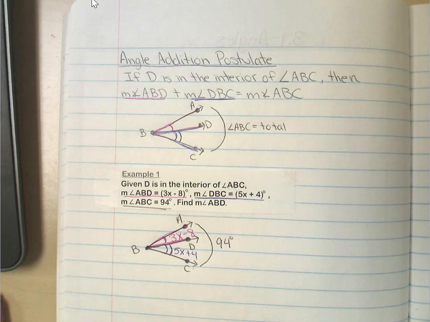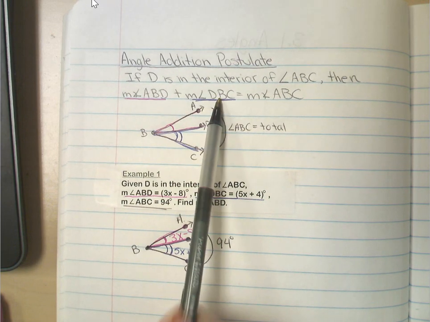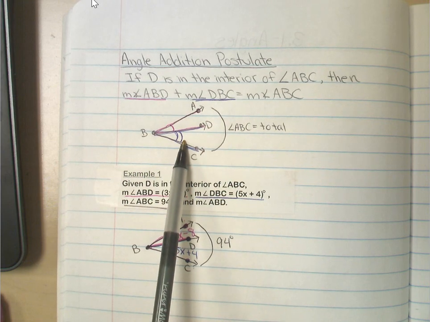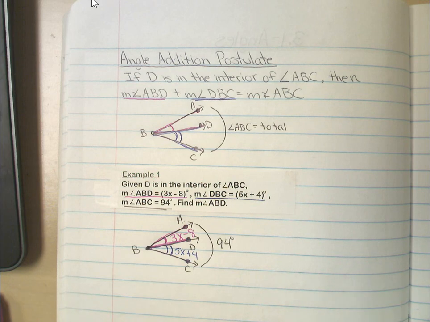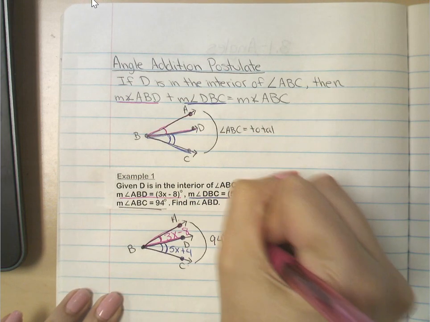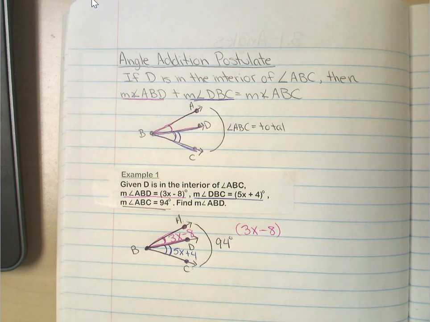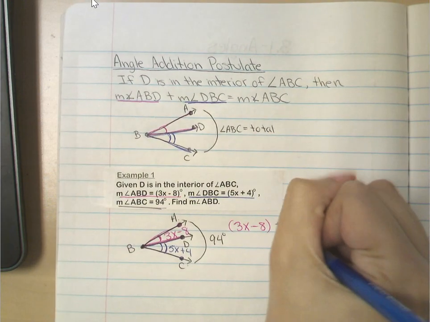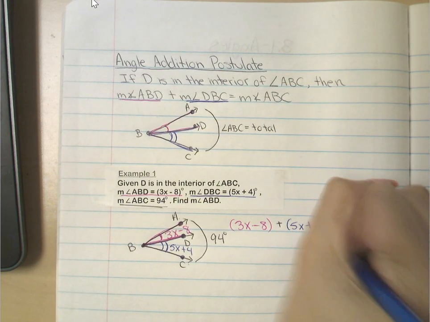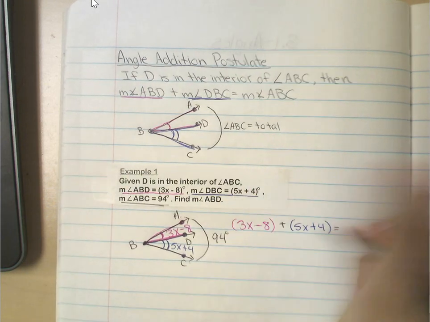Alright, so once I set up my picture, I can set up my equation. The angle addition postulate tells me I have to add the two angles that are inside, so the two smallest angles, and equal it to the total. So I'm going to add the pink one and the blue one. 3x minus 8, that's one angle. And then I'm going to add the second angle, which is the blue one, that's DBC, 5x plus 4, equals the total, which is 94.